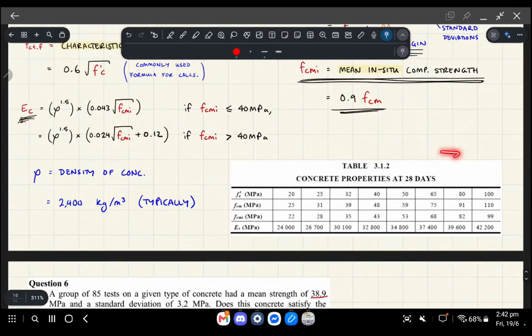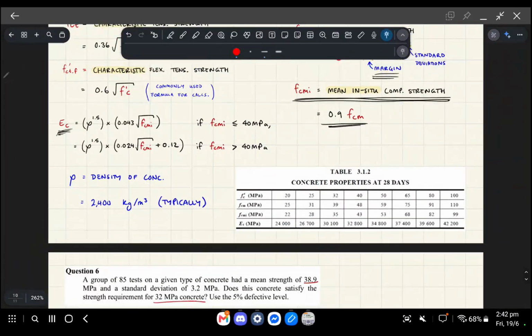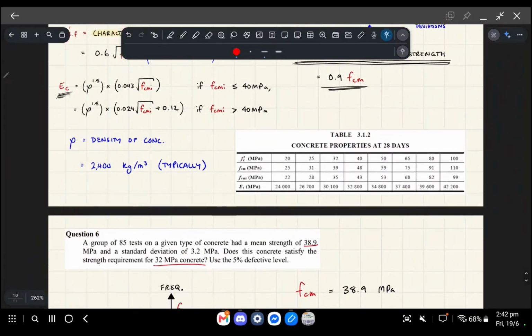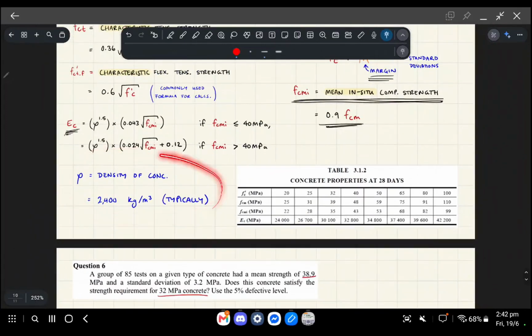And then there's this table from AS3600 as well, which gives you standard values, okay? And then this is the density of concrete, okay? Any questions about these kind of structural or material properties? So this is saying that concrete is about 2.4 times heavier than water, okay? All right.